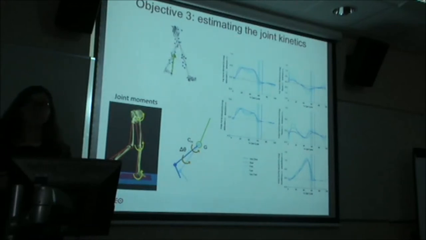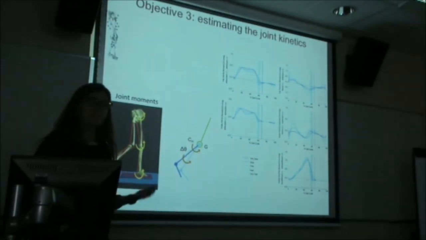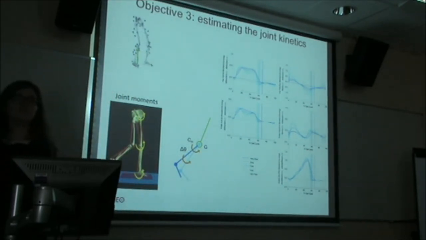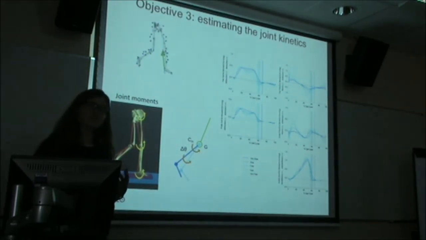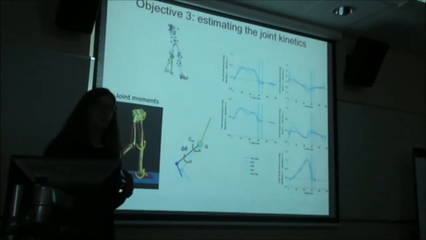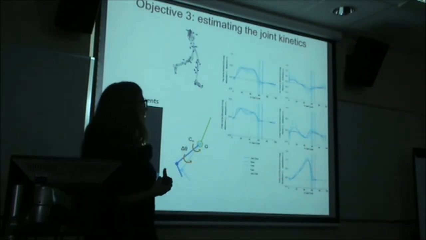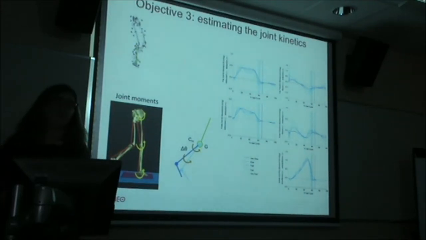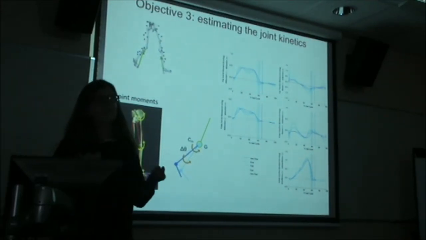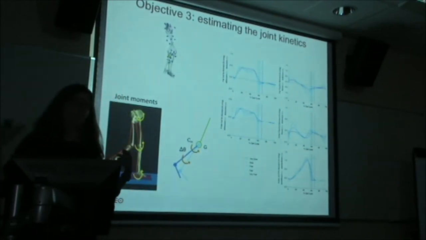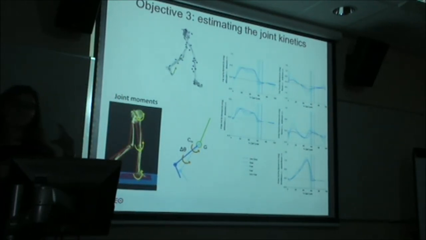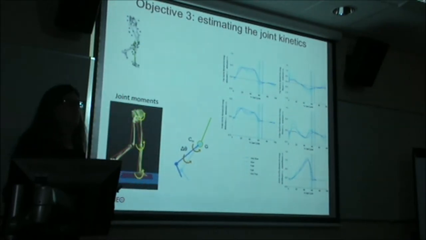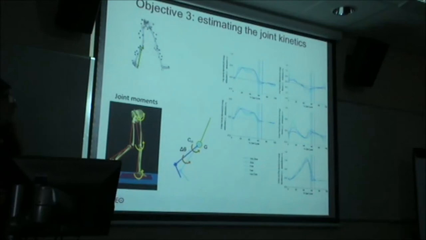But of course, this is good, it is informative, but sometimes you want to know even more. I'm not just interested in knowing whether and how and when I manage to flex my knee, but I want to know exactly which muscles I'm using and which is the force that I'm producing. This is something that we would be very happy to measure, but it would mean cutting a muscle, putting a dynamometer in, sewing everything back, and asking our patients to walk. And you can imagine that this is not really feasible.